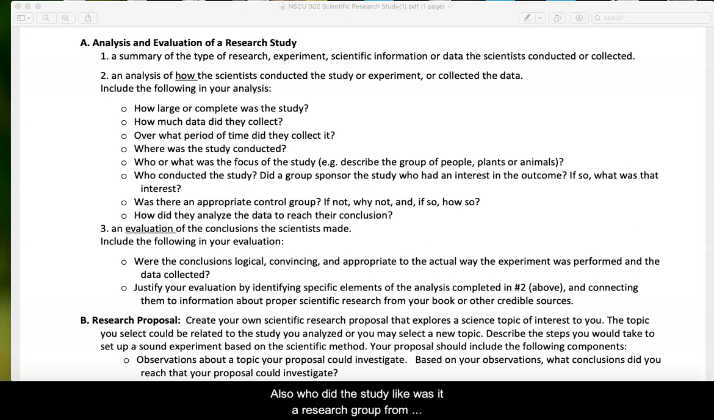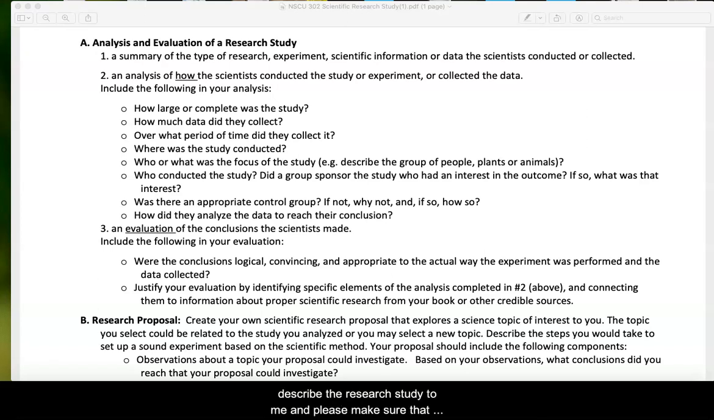Also, who did the study? Like, was it a research group from a university? Was it a drug company? Who sponsored it? What was the appropriate control group? And how did they analyze the data and reach their conclusion?